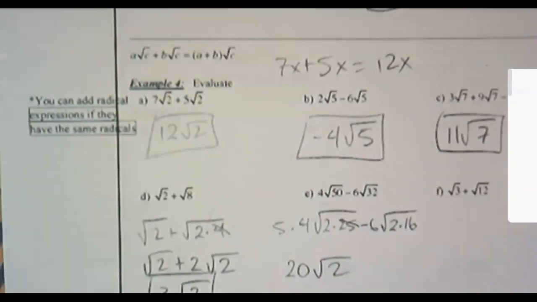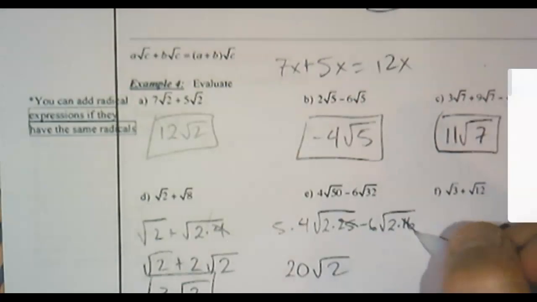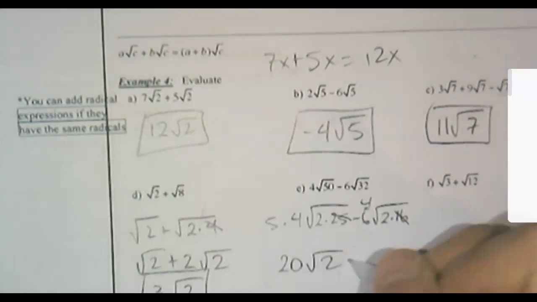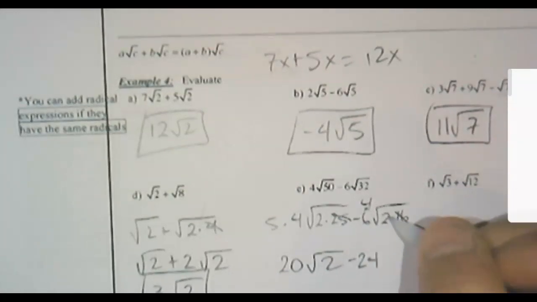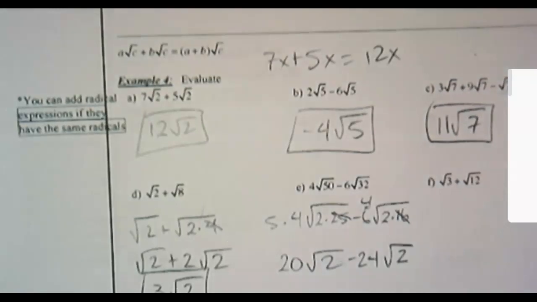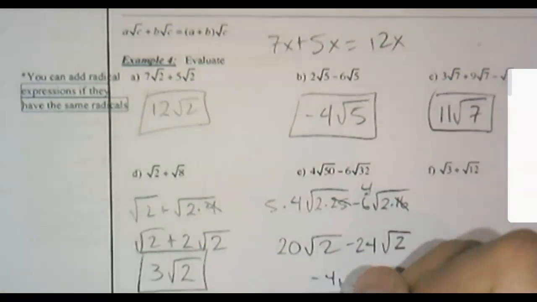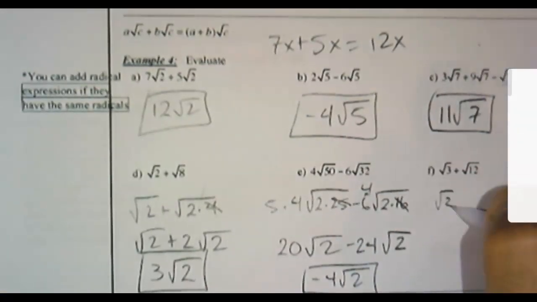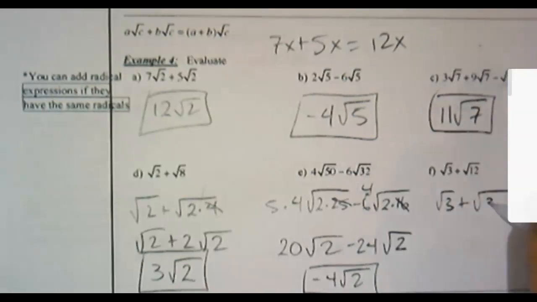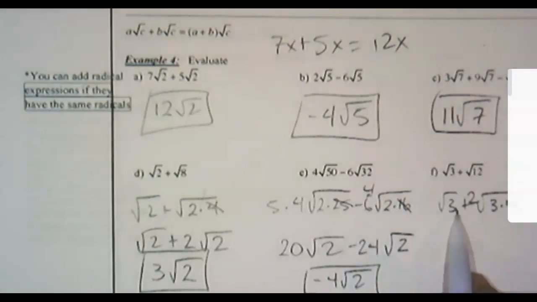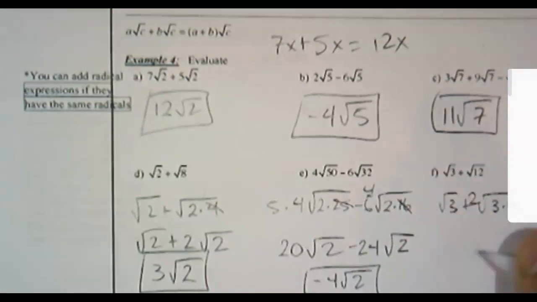Still have the radical 2. On this one, you're going to bring out the square root of 16, which is 4. And you would multiply that by the 6, so 4 times 6 is 24, and there is still 2 inside. So you see how these are kind of set up to where after you simplify them, you have like terms. 20 minus 24 is negative 4, right? So negative 4 square roots of 2 for that one. This one, the square root of 3 plus the square root of 12, and 12 can be broken down to 3 times 4, and the square root of 4 is 2. Let's bring that out. So I have 1 radical 3 plus 2 more radical 3s, so 3 radical 3 is my answer there.